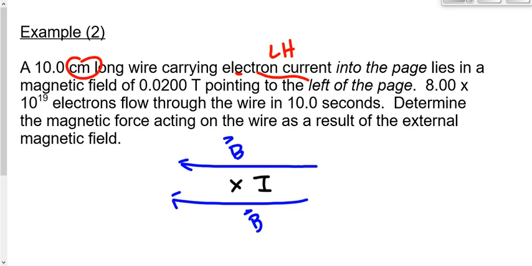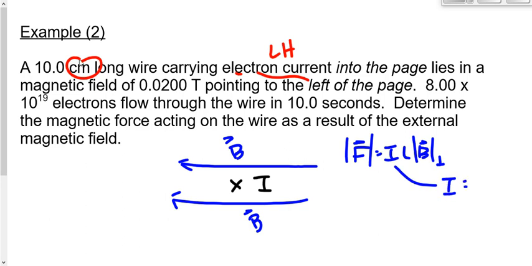Let's find the magnitude first. Let's say F is equal to ILB. But we don't know what I is. How do we find that? Q over T. We just did that a few minutes ago, right? Q is 8 times 10 to the 19. No, it isn't. Oh, look at that. We don't even know what Q is, do we? Boy, there's more to this question.